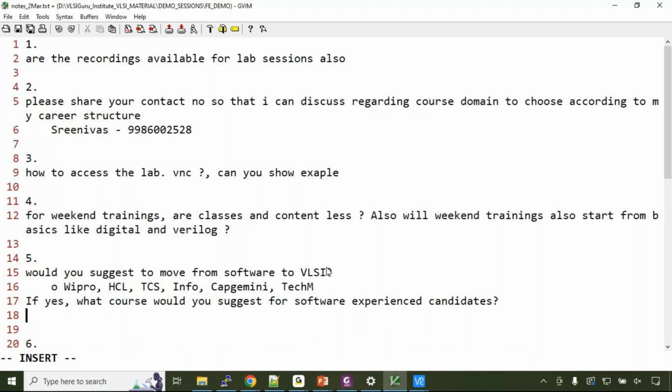So again, what course would you suggest? As I said, if you are interested in programming, go for the front-end domain. If you are not good with programming, then go for the backend domain.